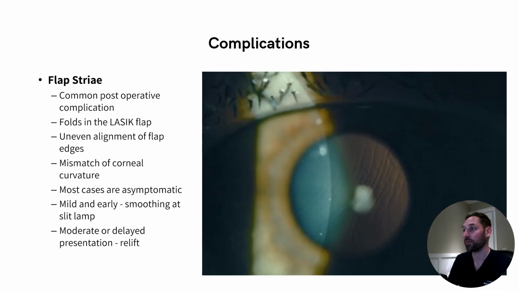Here you can see these oblique running folds in the cornea. It's actually just folds in the flap itself. And this can definitely lead to a glasses prescription as well as very poor vision with a lot of nighttime glare and halo. And you do have to relift the flap and smooth it out in order to get rid of these. And you need to do it early, as quickly as is possible.